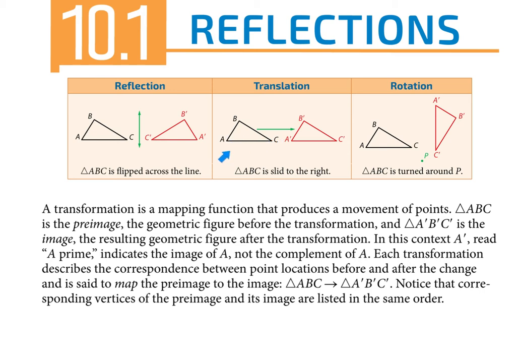The second one we're going to talk about today is a translation where it's just sliding. It's facing the same direction, it's just sliding. And then the third one, which we're going to talk about next week, is a rotation where you have some point and it just revolves around that point at a certain degree.